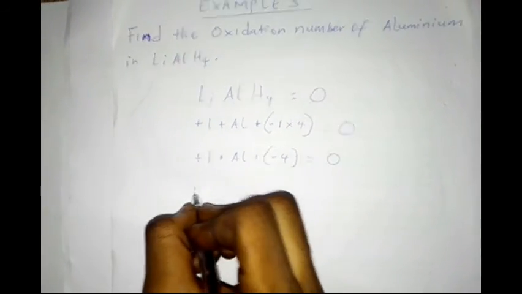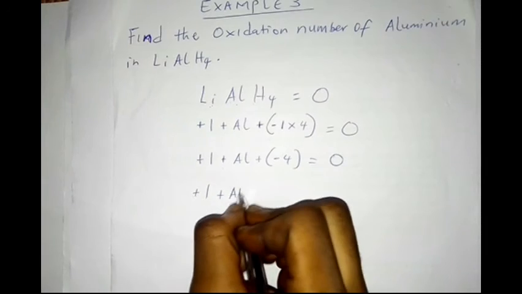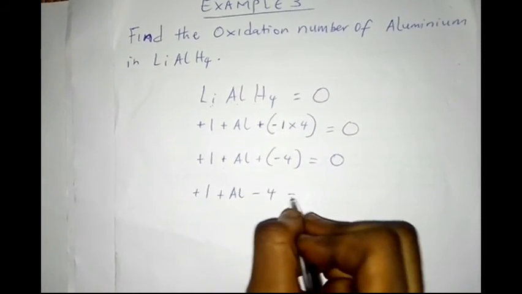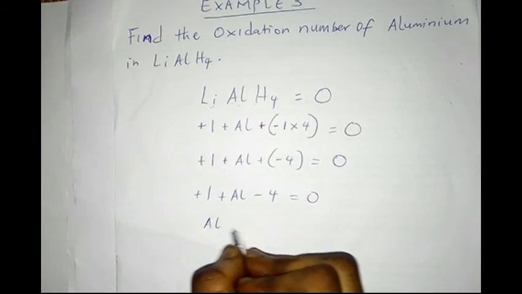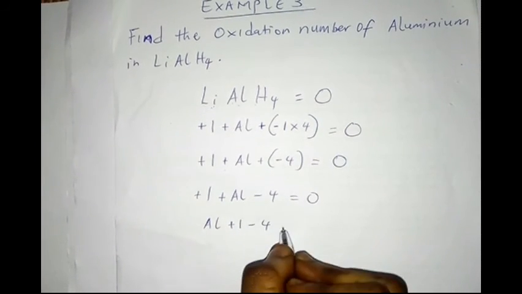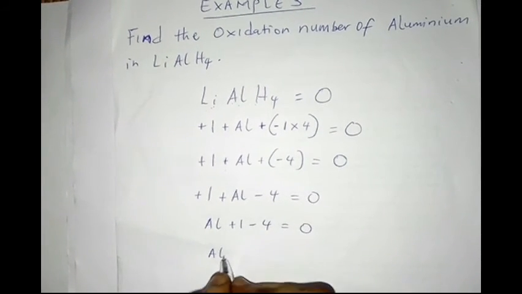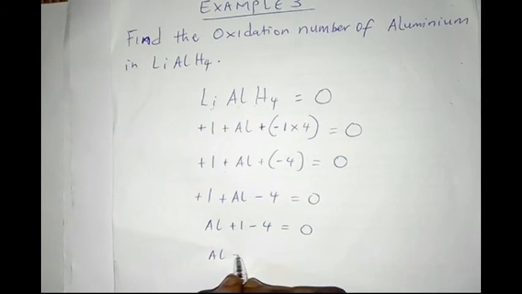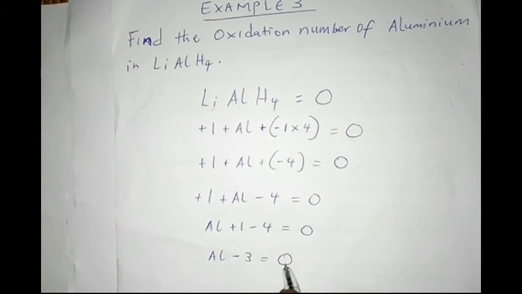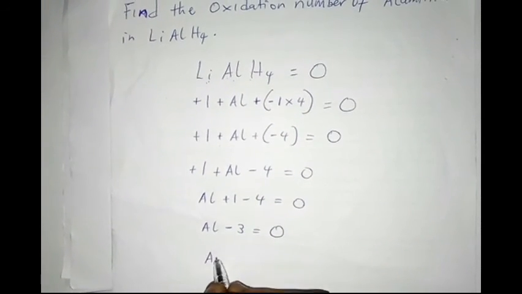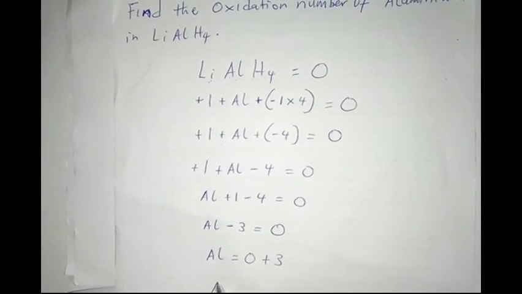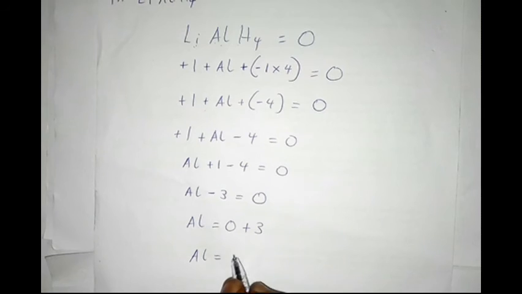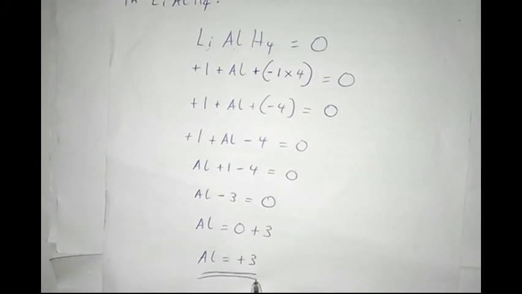Now we can open the bracket. Plus 1 plus Al minus 4 is equal to 0. Now let's collect like terms. Al plus 1 minus 4 is equal to 0. Al plus 1 minus 4, that will be -3, is equal to 0. Now, so definitely Al will be equal to what? 0 plus 3, then Al will be equal to plus 3, which means the oxidation number of aluminum in this compound is plus 3.